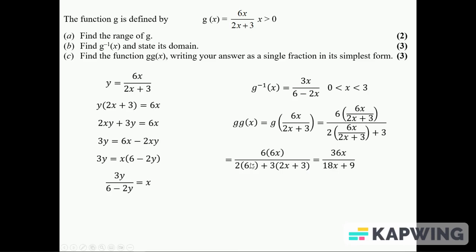And if I multiply all these brackets out, I've got 36x over 18x plus 9, because I've got 12x here, 6x here, and 9. And simplify it down and get 4x over 2x plus 1.